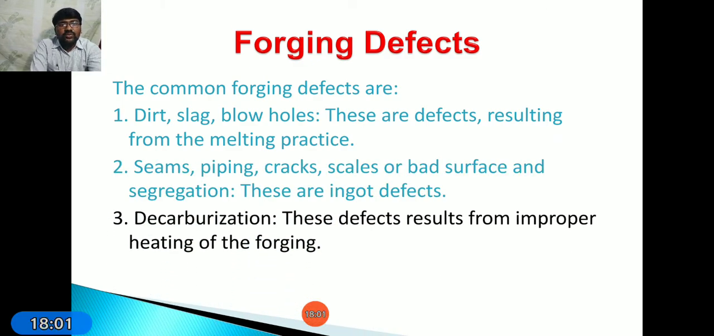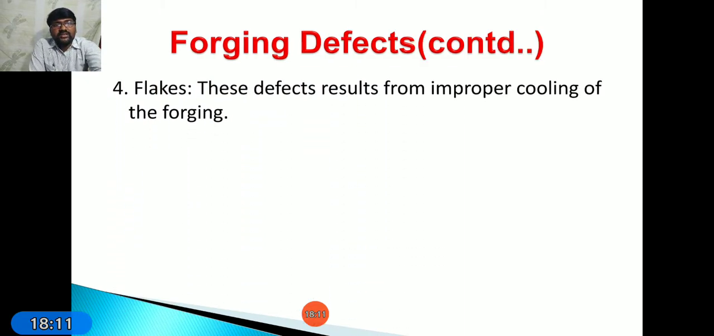Next, decarburization. These defects result from improper heating of the forging. Due to this, decarburization takes place. Next, flakes. These defects result from improper cooling of the forge.